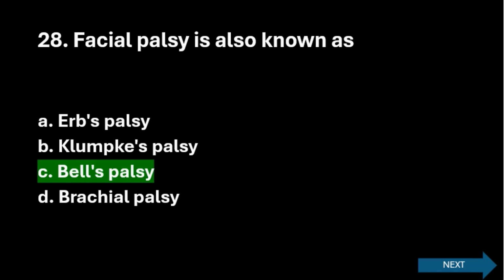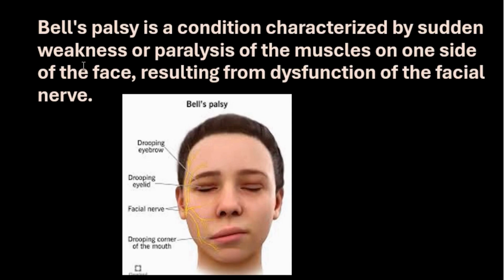Let us see the features of Bell's palsy. It is a condition characterized by sudden weakness or paralysis of the muscles on one side of the face, resulting from dysfunction of the facial nerves. We can see the features here in Bell's palsy. Drooping eyebrow, drooping eyelid, here the facial nerves, and drooping corner of the mouth. So these are the features of Bell's palsy.